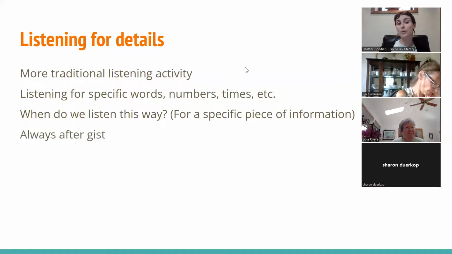Listening for detail should always come after gist, right? Never start a listening activity having your student listen for details. That's not a very authentic way to listen. And it won't help them with accuracy, right? It's much easier to misinterpret what we're hearing if we don't have the gist correct first.